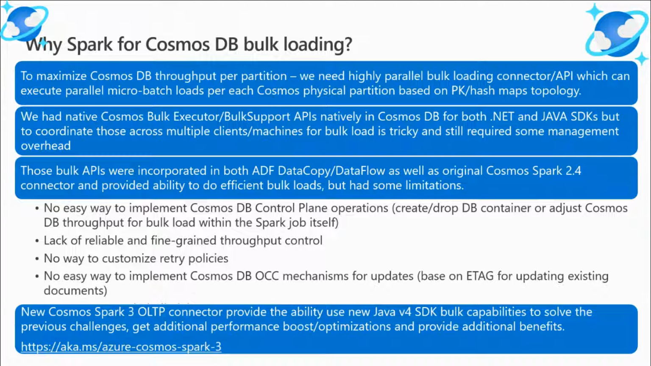The limitations were conceptually around control plane operations. From a Spark perspective, there was no way to create or adjust Cosmos DB throughput for bulk load within the Spark job itself. It had to be an external trigger incorporated as a pipeline, which is a little harder to coordinate. There wasn't great fine-grained throughput control, and that was, to me, the biggest gap in the older connector.